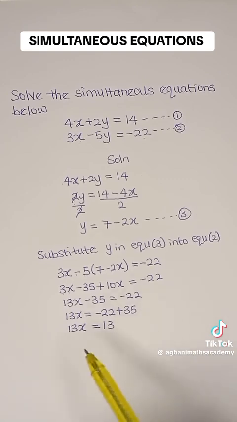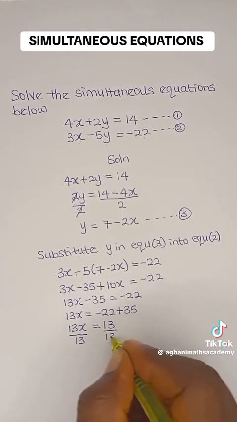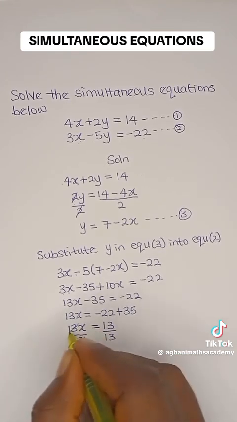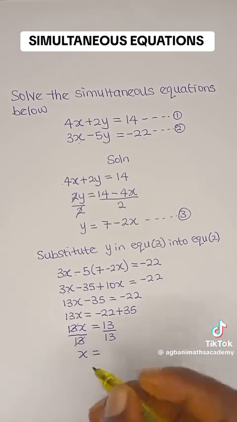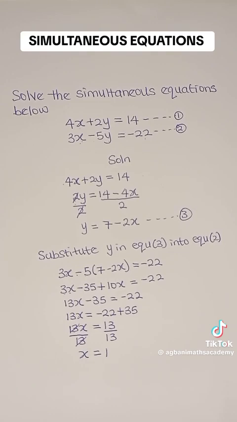In order to find the value of x, we need to eliminate 13 here. And to do that, we need to divide both sides by 13. So divided by 13, divided by 13. 13 is going to cancel out 13. We have x is equal to 13 divided by 13 is going to give us 1. This means the value of x is equal to 1. So now we found the value of x to be equal to 1.